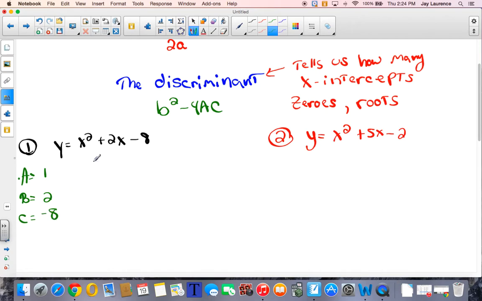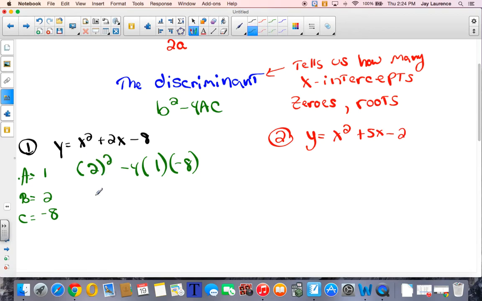And now I will use b squared, b is 2, notice I put it in parentheses, minus 4, a is 1, it's in parentheses, and c is negative 8. Now a lot of you have problems with the order of operations, and you're going to get this part wrong because you're not going to do the order of operations correctly. If you pay attention, you'll see how to do it.